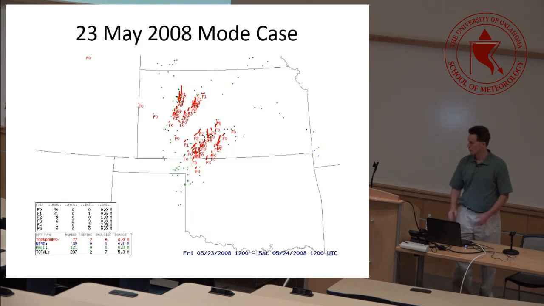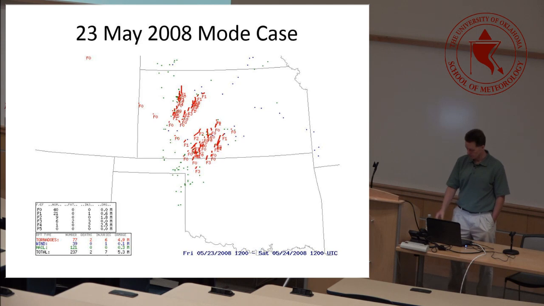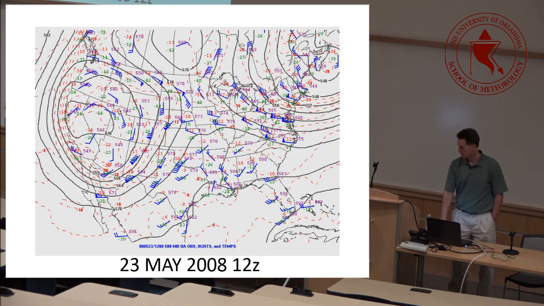All right, May 23rd of 2008, we'll look at one that actually displayed two different cases for mode evolution within the same event. You see what looked like several supercell tracks. This one had a whole series of tornadoes. I think this is Kansas's biggest tornado day on record in terms of numbers. And we'll look at the two episodes that occurred with this one.